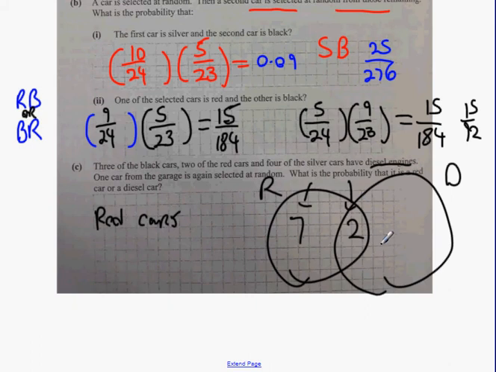How many diesel cars do we have? In total we have how many diesel cars? 3, 5, 9. We have 9 diesel cars. That means we therefore have 7 diesel cars that aren't red.